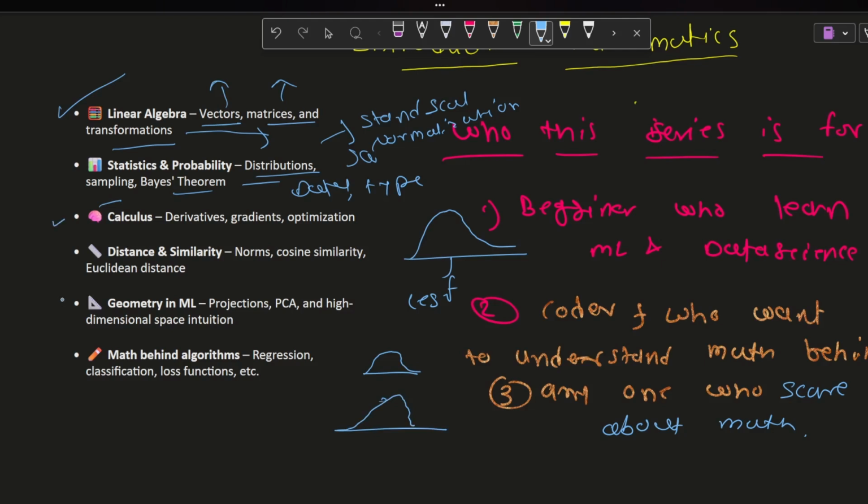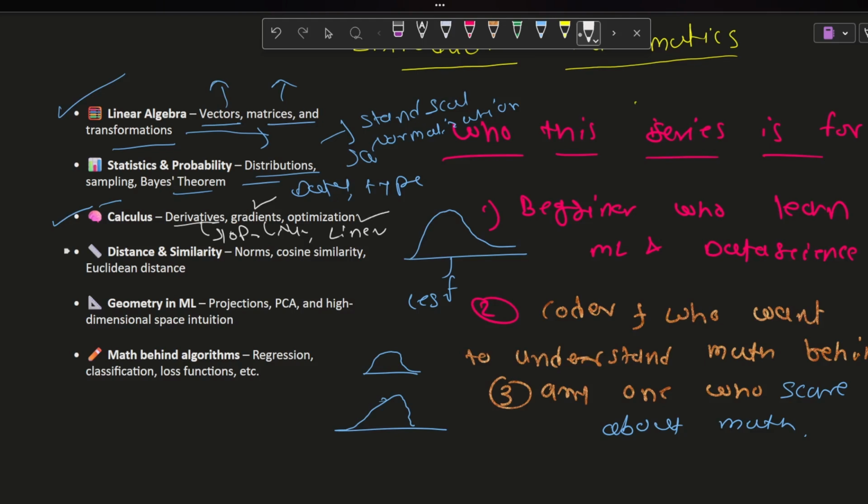And the third one is calculus. Calculus, with derivatives, is for finding the slope. This is a very important concept when you learn derivatives, because slope is very important when you learn about gradient descent. Gradient descent comes up in neural networks, and it is used for the optimization of a model.